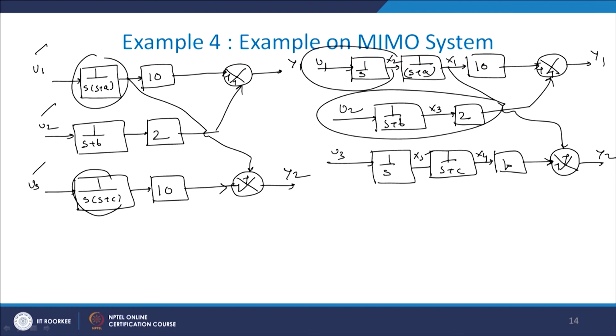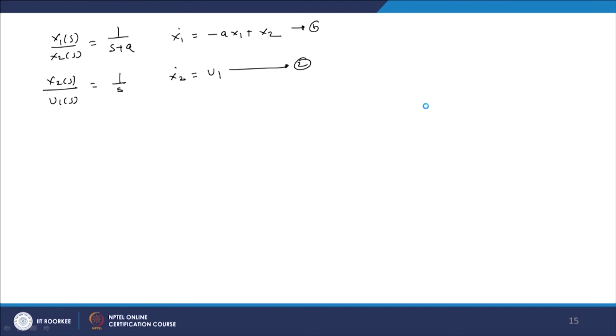So here x3 by u2, so x3(s) by u2(s). We write this as x3(s) divided by u2(s) equal to 1 upon s plus b. Again after cross multiplying and taking the inverse Laplace, we will get x3 dot equal to b x3 plus u2. So this is equation number 3. So this portion has been finished.